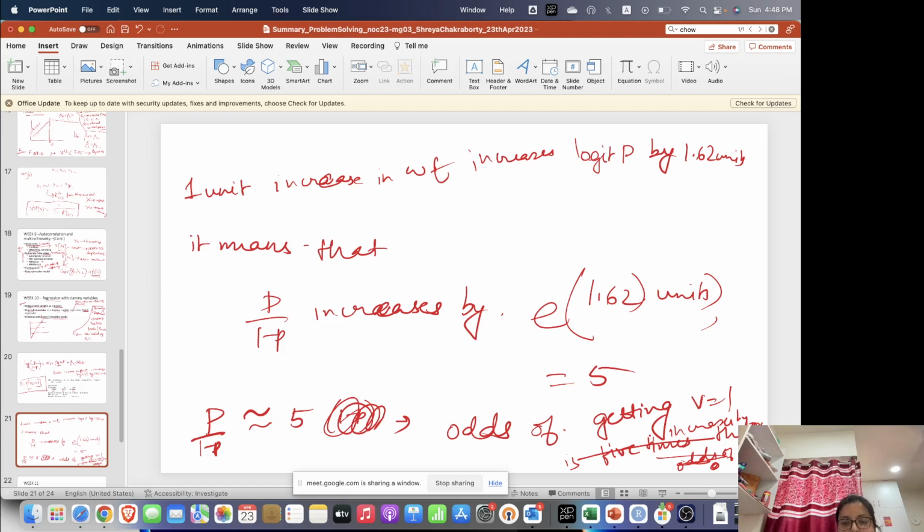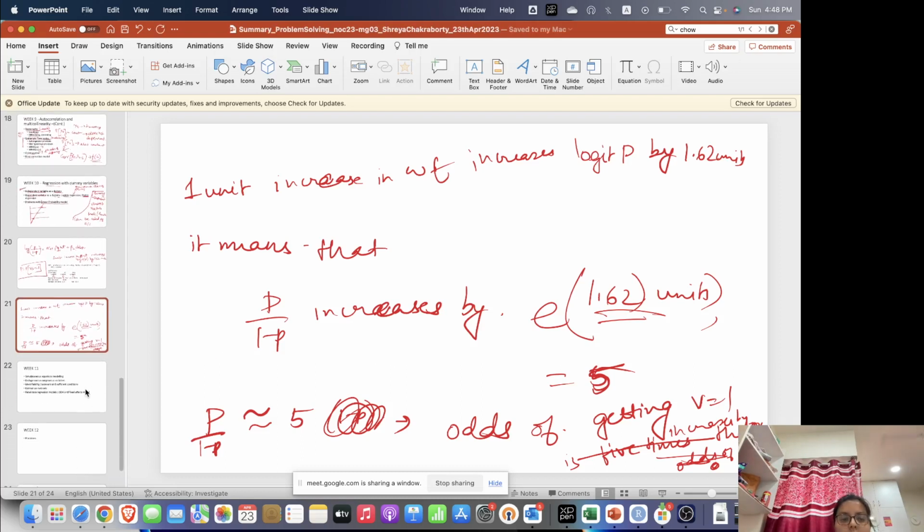Is it okay? Whatever coefficient value we have, 1.62 is the coefficient here, and 5 is the odds ratio. Yes, 5 is the odds ratio. All right, so this is how we would interpret the results.